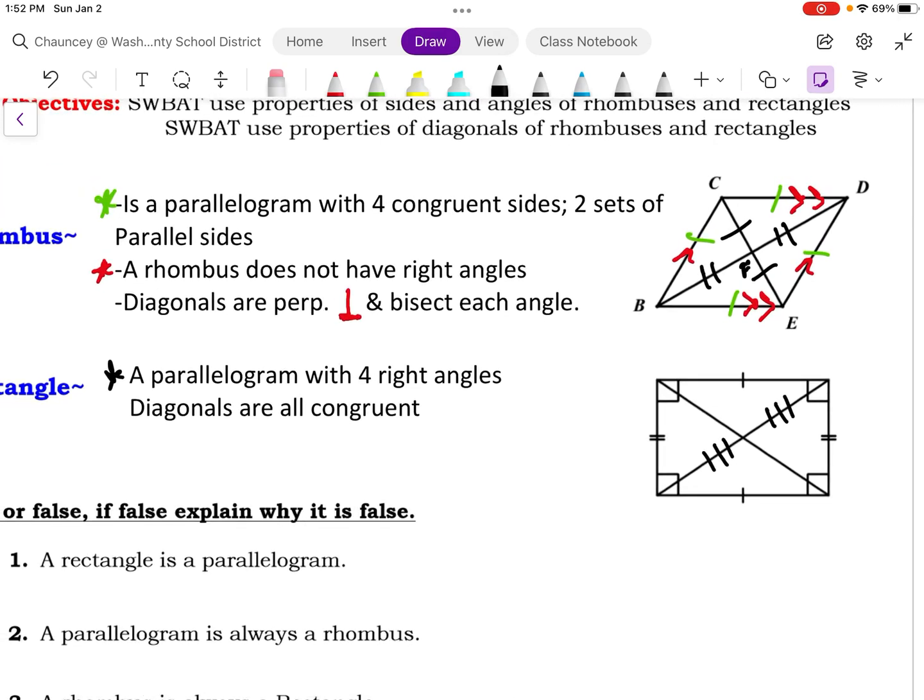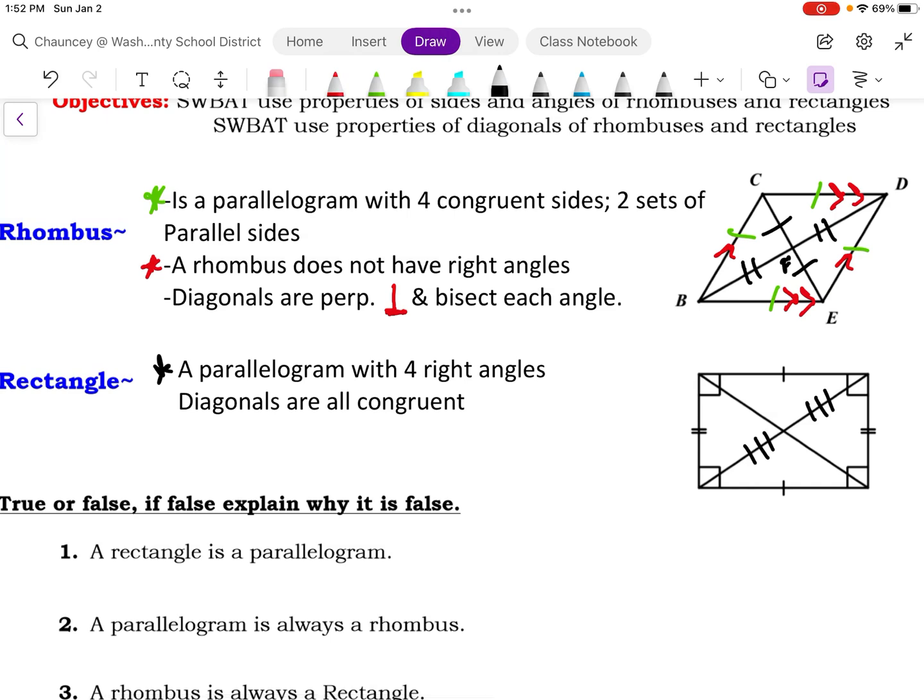I know I kind of threw it at you pretty fast, but it's pretty easy, all right? If you need to pause the video at any time, please go ahead and do it. So let's go over some of these true or false. If false, explain why it is false.